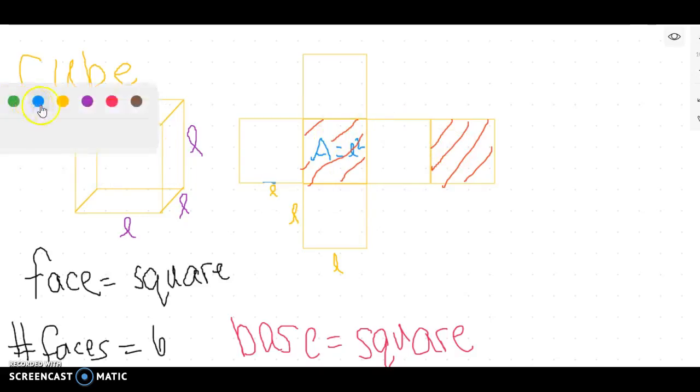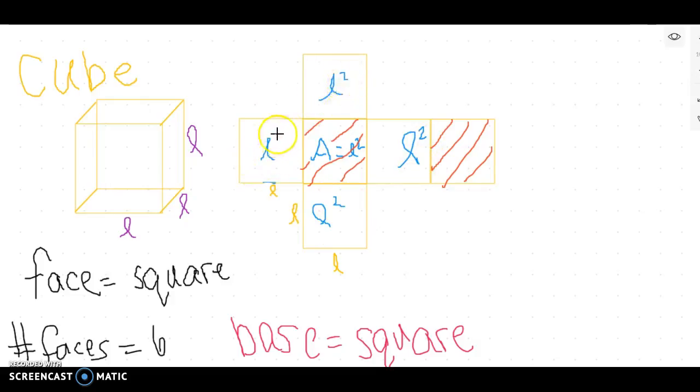Let's put that in blue. L squared, L squared, L squared, and our last one. So now let's talk about what surface area means again.